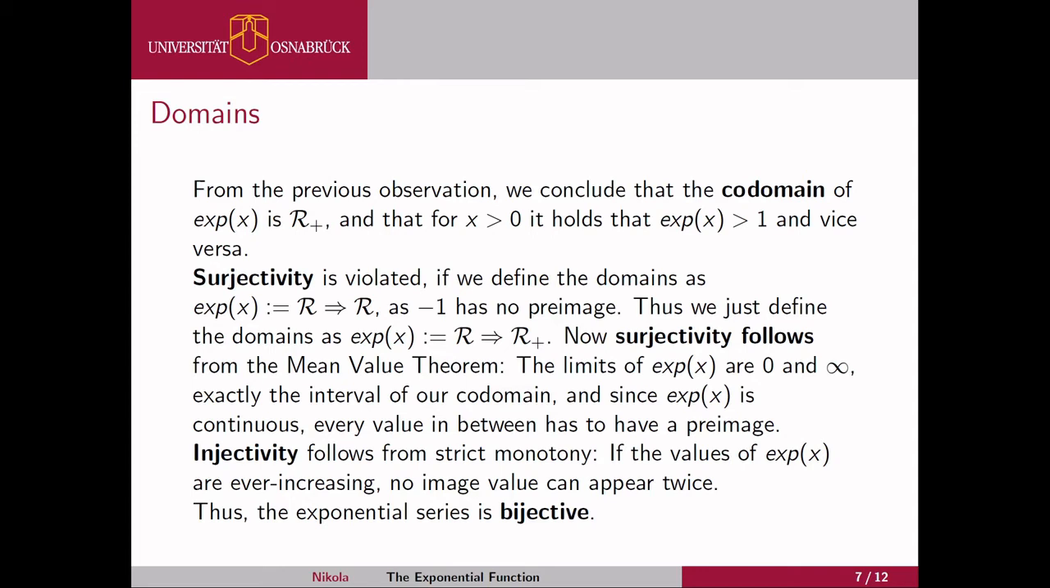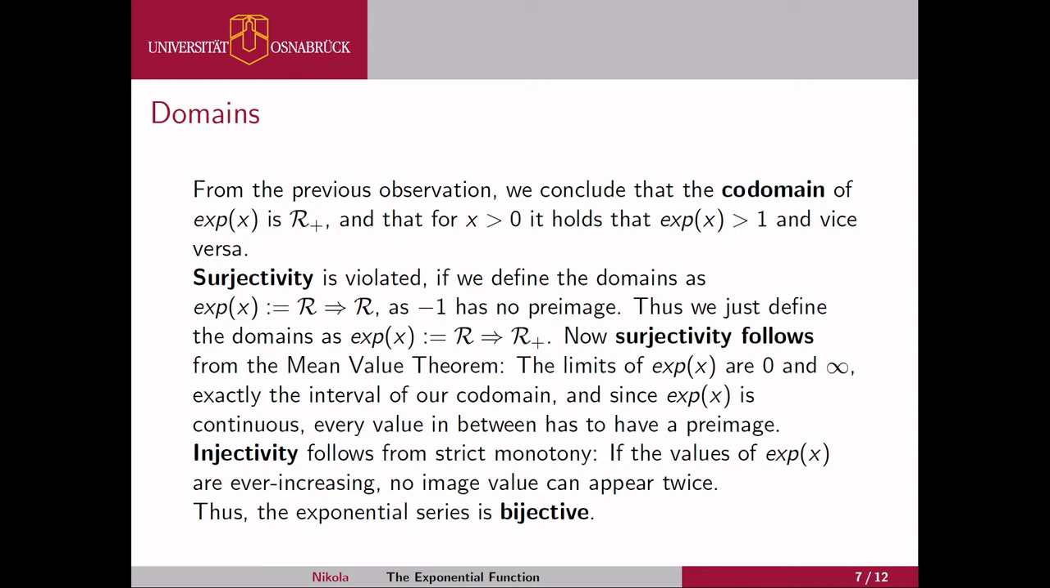And now surjectivity can be shown just by applying the mean value theorem, which I hope you dearly remember. So the limits of the exponential series for negative and positive infinity are 0 and positive infinity. And this is exactly the interval of our codomain, which goes from 0 to positive infinity. And since we know that the exponential series is continuous, granted by the theorem we showed in the previous chapter, we know that every single value between 0 and infinity has to have a pre-image. And every single value in the codomain has a pre-image. That's just the definition of surjectivity. Meaning, the exponential function is surjective.